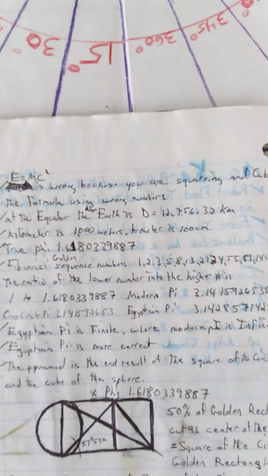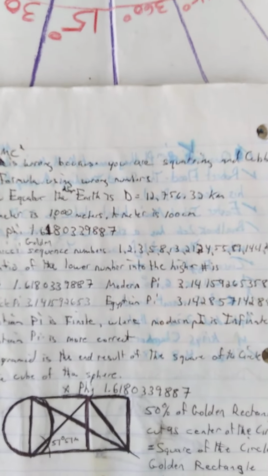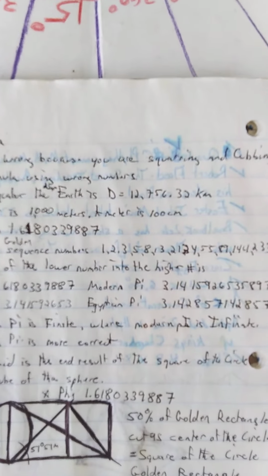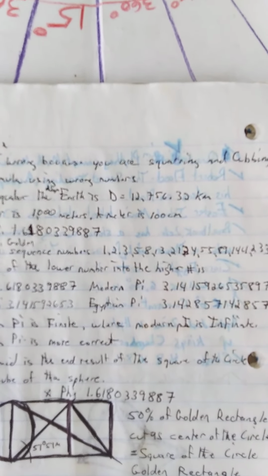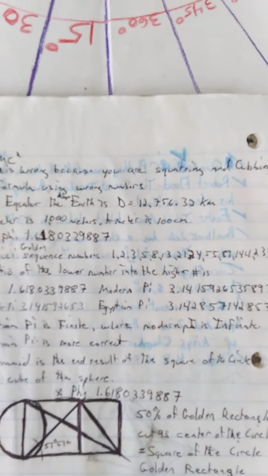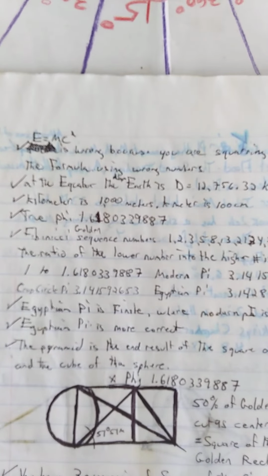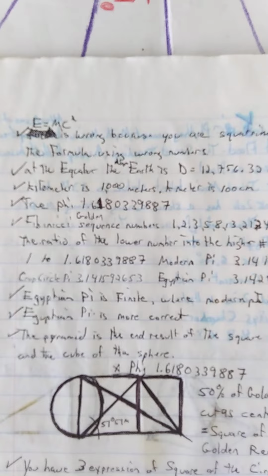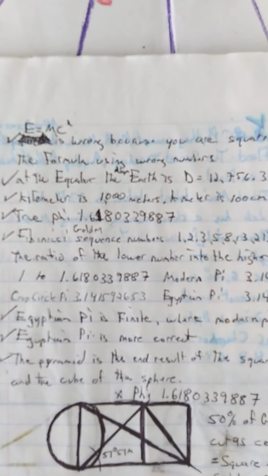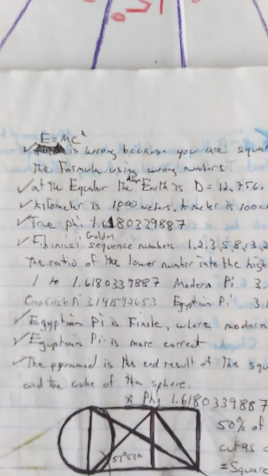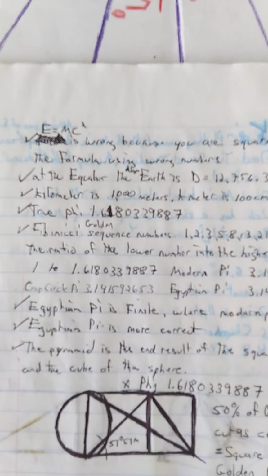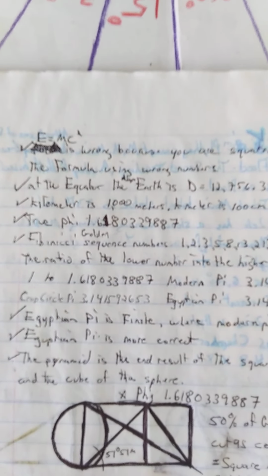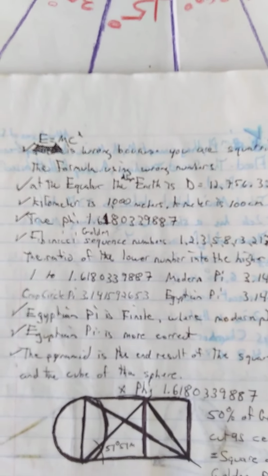Okay, at the equator, the diameter of the Earth equals 12,756.32 kilometers. A kilometer is 1,000 meters. A meter is 100 centimeters. Okay, true phi is 1.6180339887.